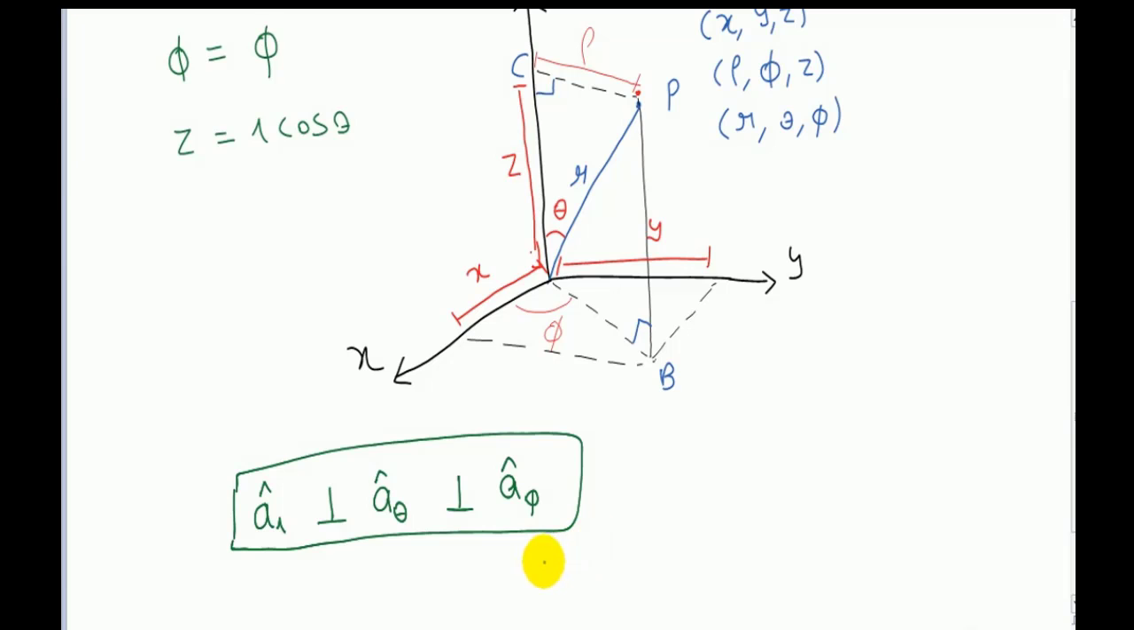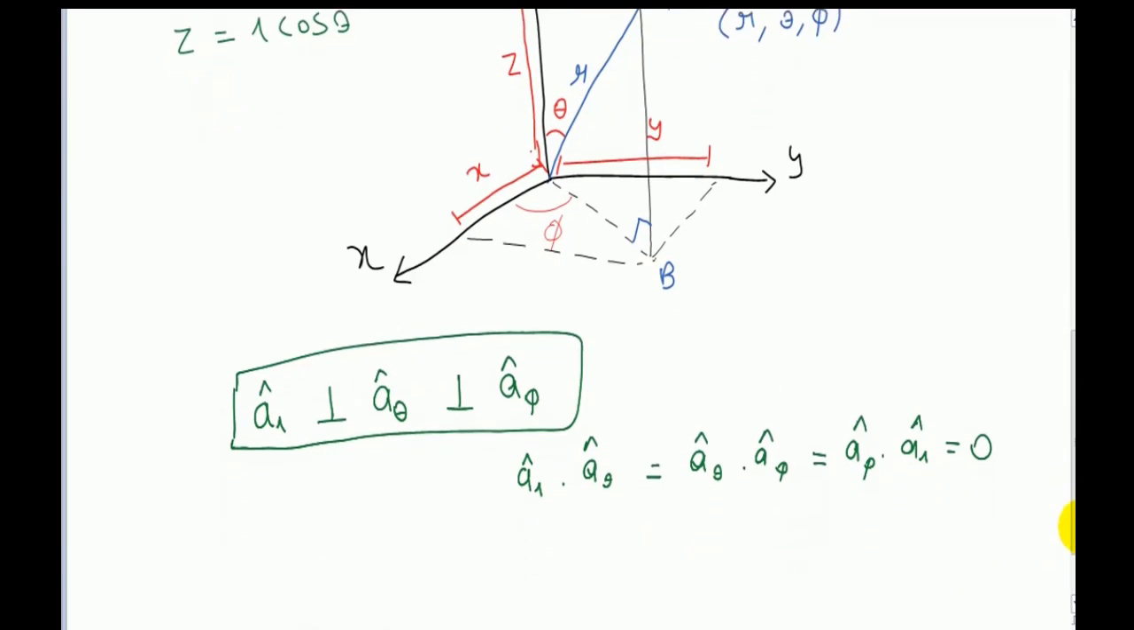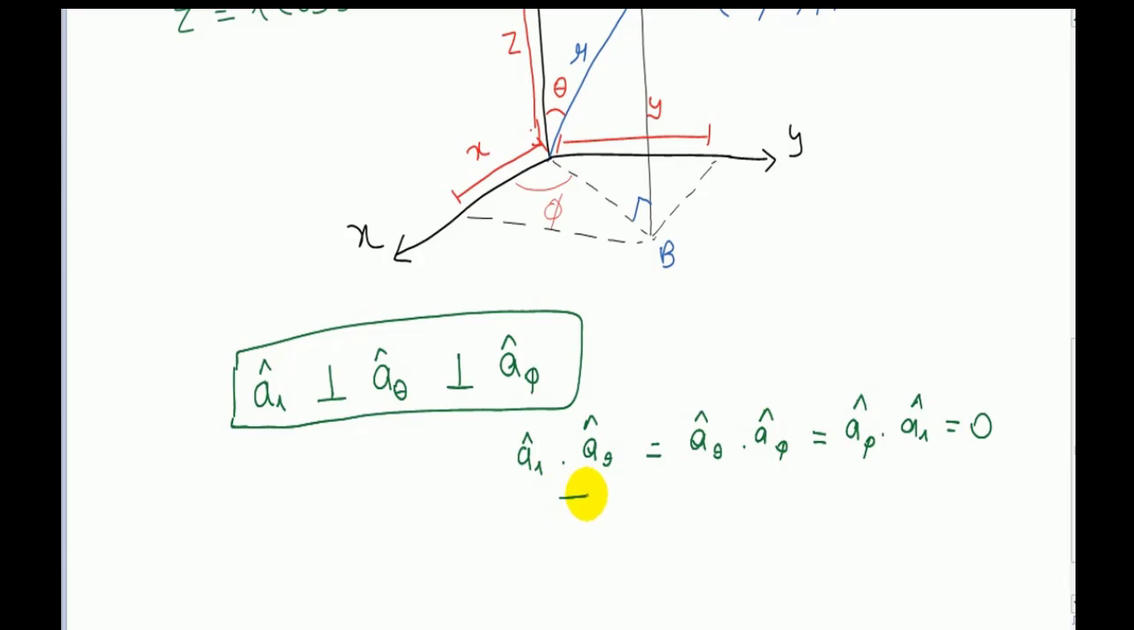If I do the different thing, like ar cap dot a theta cap, or a theta cap dot a phi cap, or a phi cap dot ar cap, then they will become 0. It will become 0 because they are mutually perpendicular to each other, and in a dot product the cos of the angle is taken, and cos of 90 is 0, so that makes the dot product of these 0.